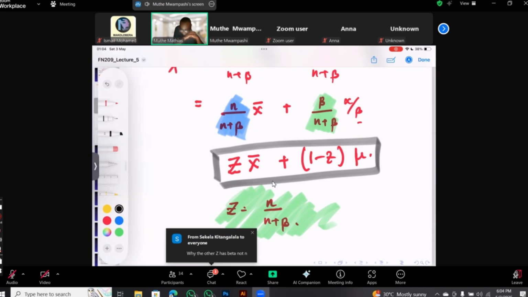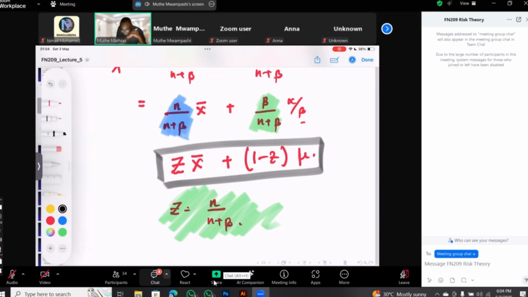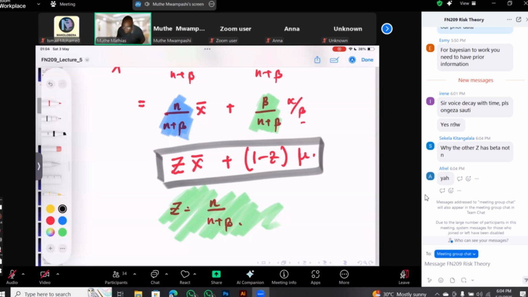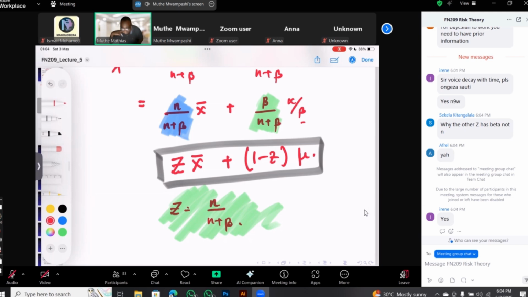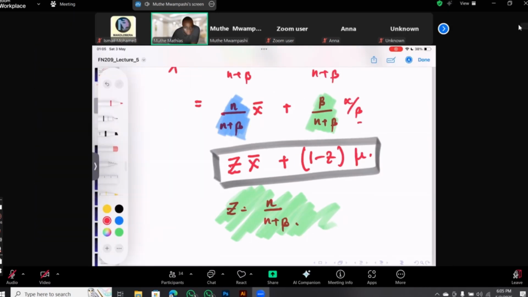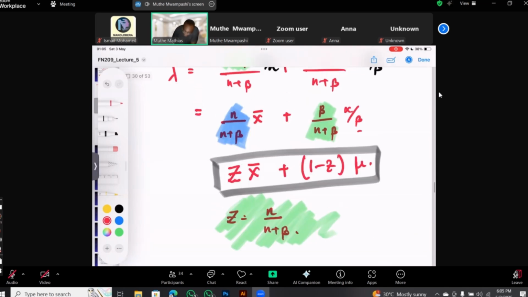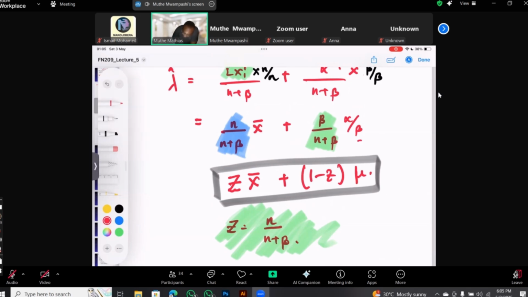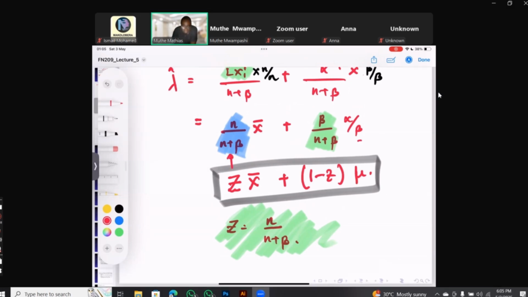Why does the other z have beta, not n? Not n. Okay, so Sekela, that is actually the check. If we want to check whether the way you have rearranged your formula is correct, you ask yourself whether this one here is z, right? Because we are saying this one is z, and we are saying this one here is 1 minus z. So you can check, is this true, right?